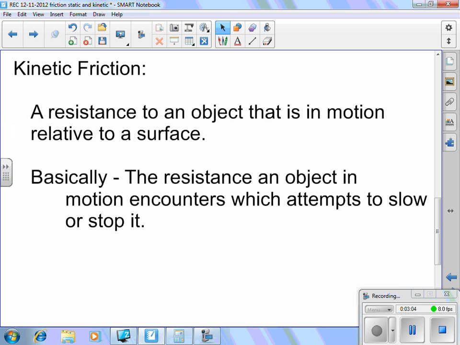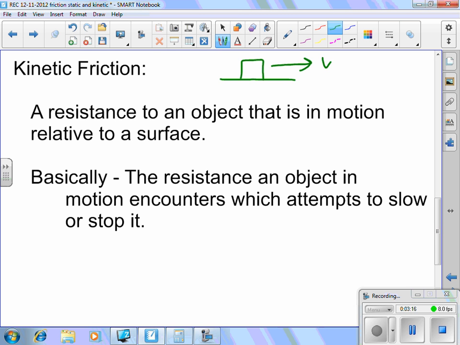Kinetic friction is the resistance to an object that is in motion relative to a surface. In other words, the object is moving and there's some resistance to that motion. It's like you have a book on a tabletop and we can confirm that this thing is going to the right. Well, then friction must be working to the left, opposing the motion. That's the basic idea: it's just a resistance that an object encounters when it's in motion, and it generally attempts to slow or stop it. It's opposite of the velocity every time. It's opposite of the motion.